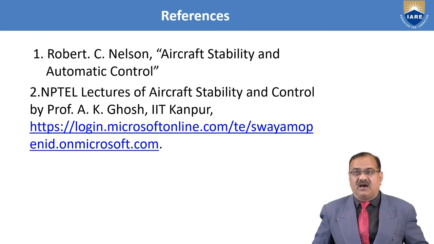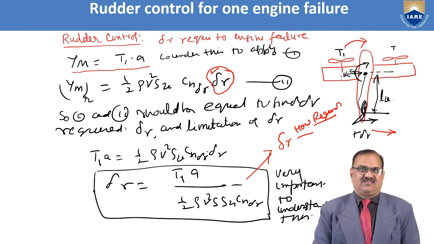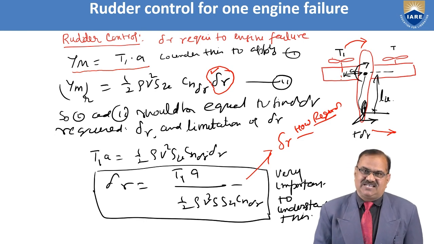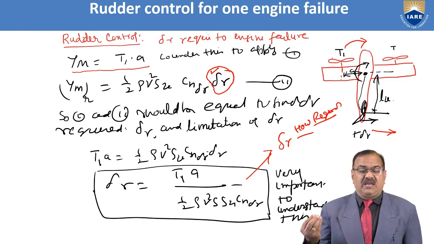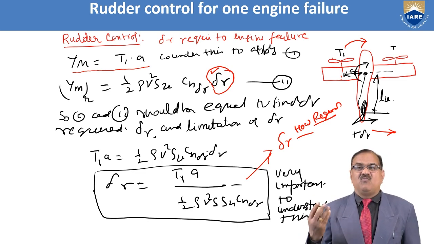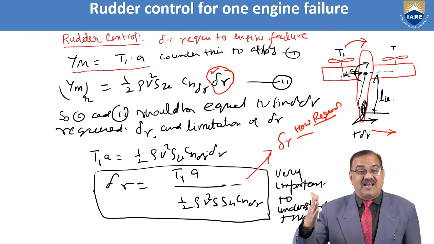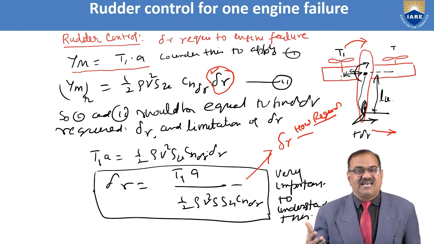So I am completing this lecture here, and I will be taking the next lecture very soon. I hope it will be very useful for you. It is very important to understand how much delta_R, or how much rudder angle, is required to control any emergencies, and how directional static stability is achieved.